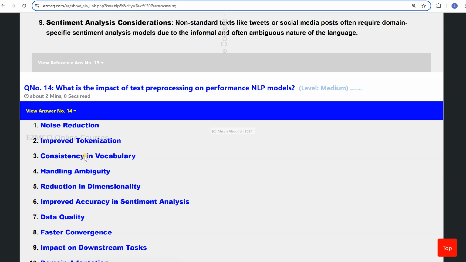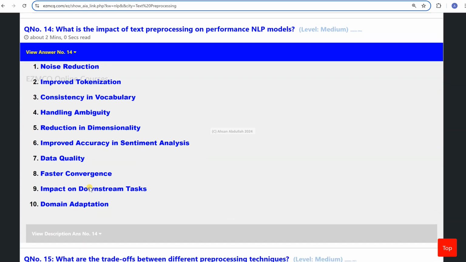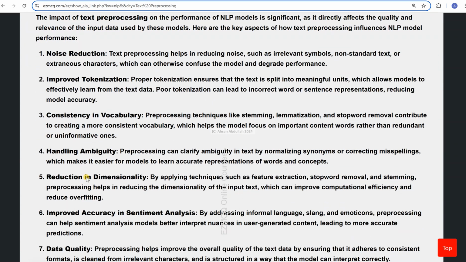Of course, it has its downsides also. Handling the ambiguity, and reduction in dimensionality, because we are reducing the noise. Let's go into detail. Pre-processing techniques like stemming, lemmatization and stop word removal result in a more consistent vocabulary, focusing on the important content rather than the redundant or uninformative words. This normalization basically corrects the spellings also, and learning of the model becomes more accurate.